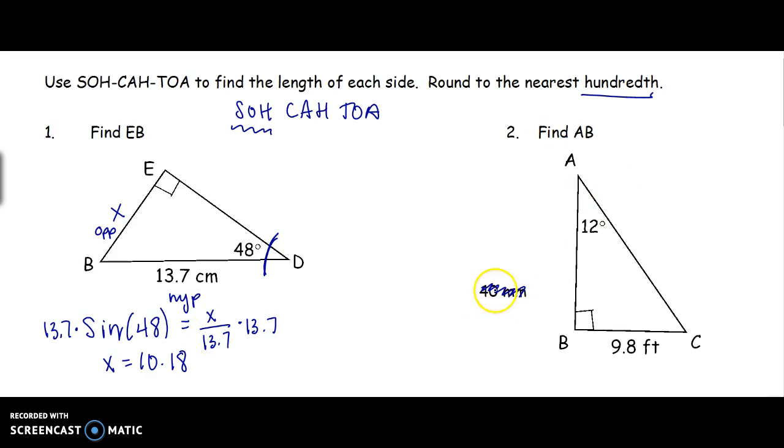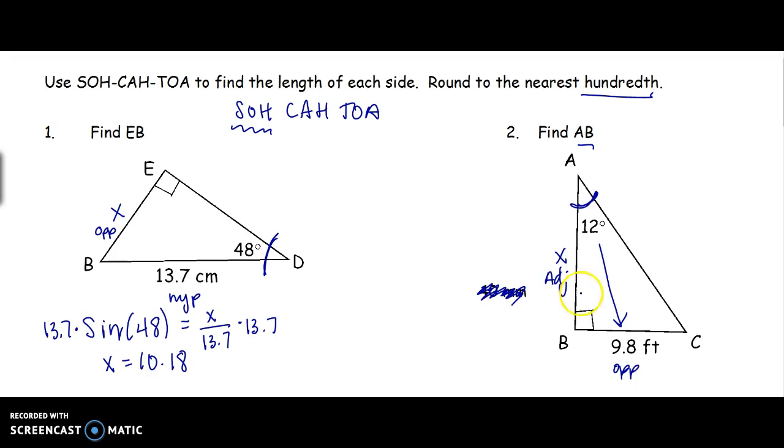In problem number 2, I told you to cross off this 44. It's a floater. Our reference is angle A because that's where the angle measure is. Now, across that is 9.8, so that's opposite. And we're looking to find AB, which is where X is going to go. Since it's the side not across from the 90-degree angle, this is going to be the adjacent side.